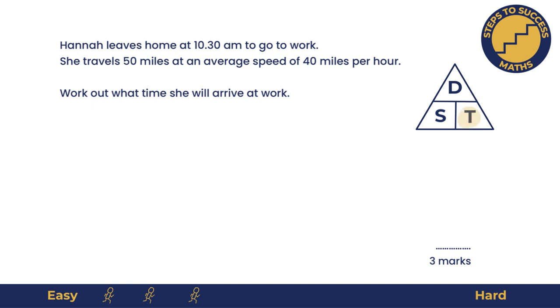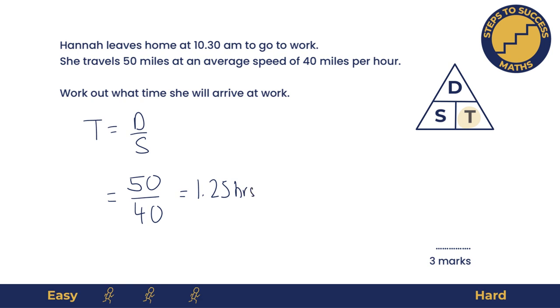So we need to work out the time. So it's distance divided by speed. Check everything's the same. We've got miles and we've got hours. So 50 divided by 40 miles per hour, use a calculator, is 1.25. 1.25 hours. Because it was miles per hour.